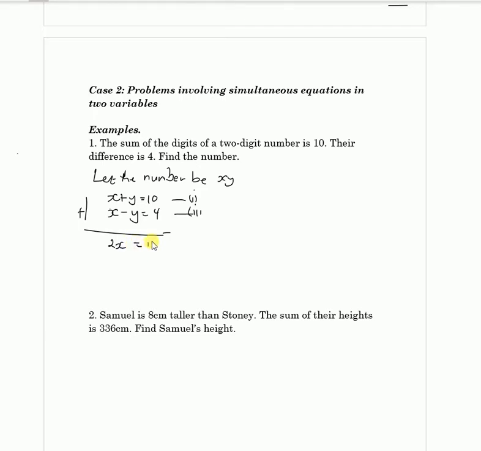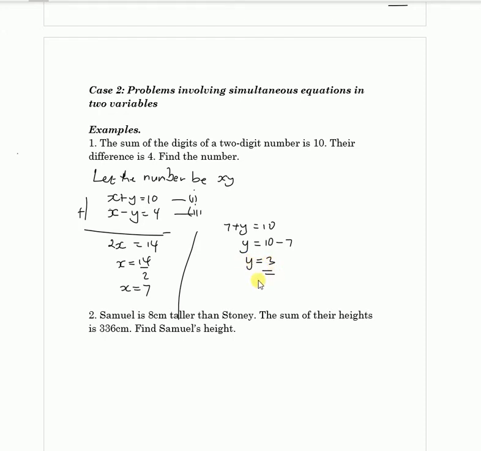So let us eliminate y by adding. This one is equal to 14, so that x is equal to 14 divided by 2. x is equal to 7. And when x is 7, from equation 1, 7 plus y is equal to 10, such that y is 10 minus 7, which is 3.